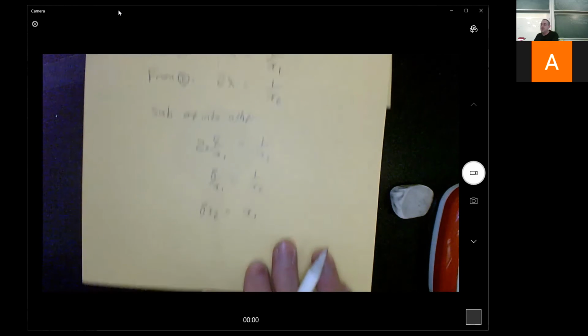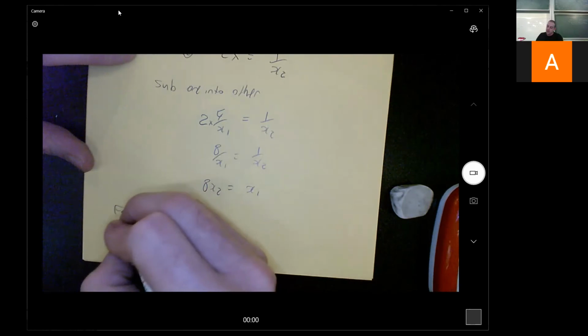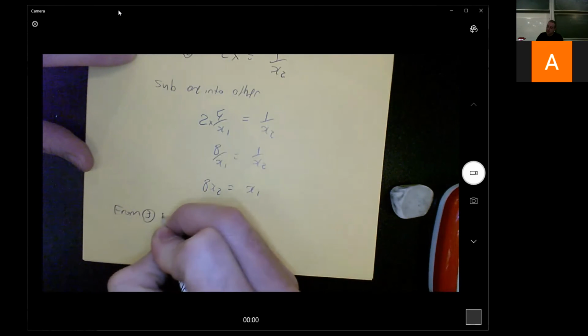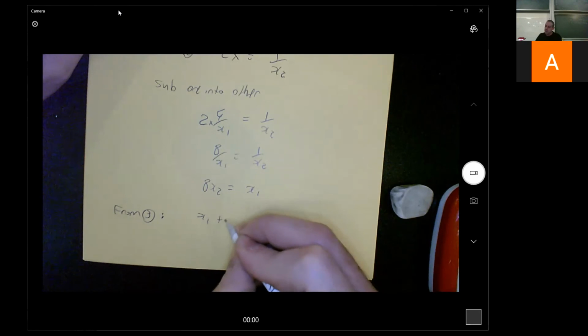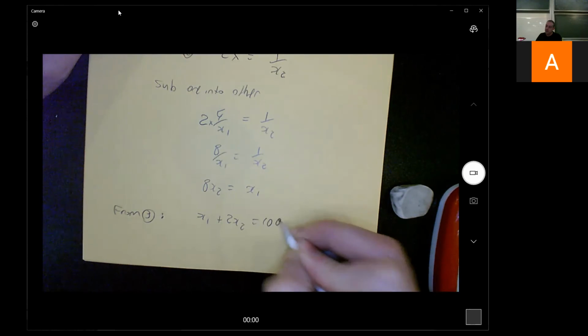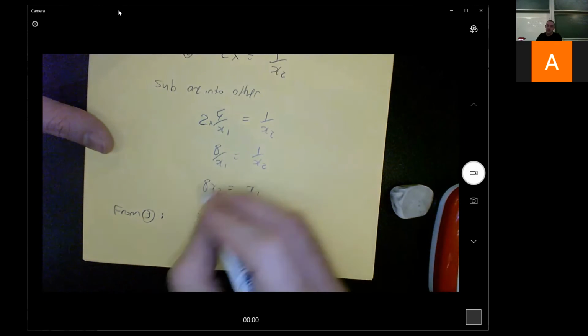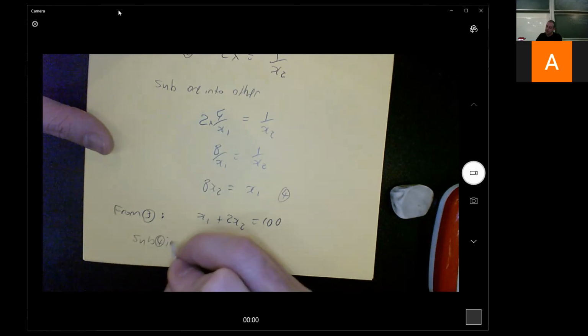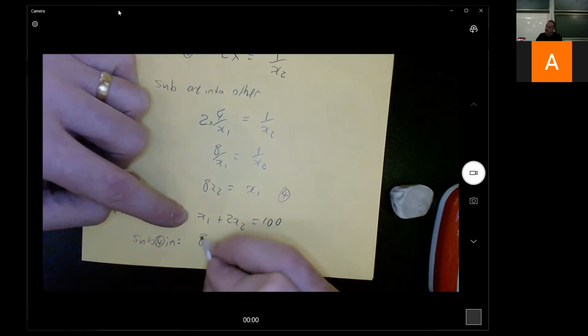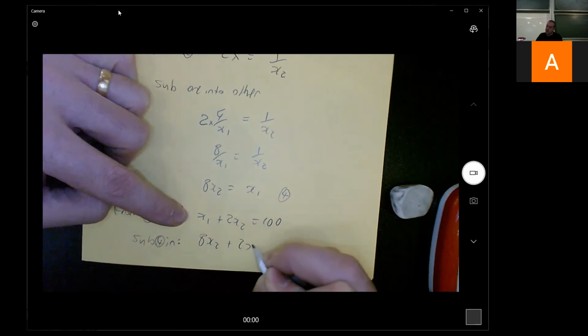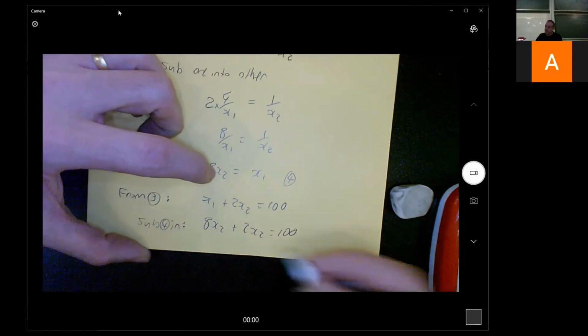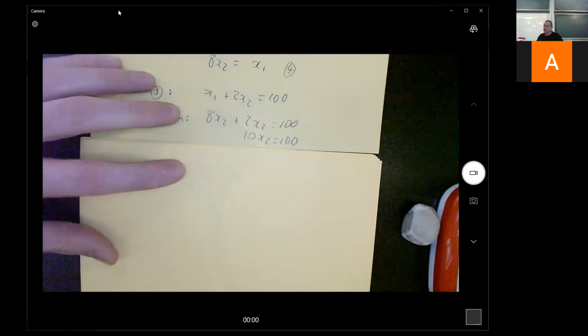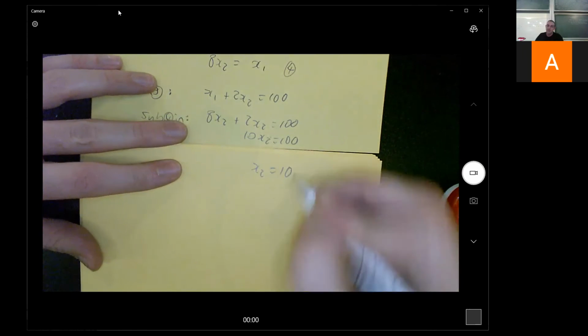All right. So now I can look at the constraint. I need x1 plus 2x2 to be equal to 100. And I can sub this in. I will call it number 4. So x1 is really 8x2 plus 2x2 is 100. So 10x2 is 100. And I fell off the edge of the page. And so x2 is really 10.